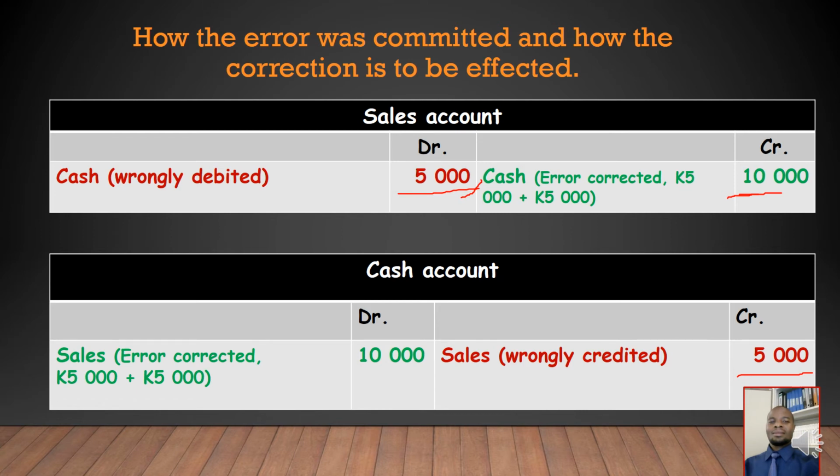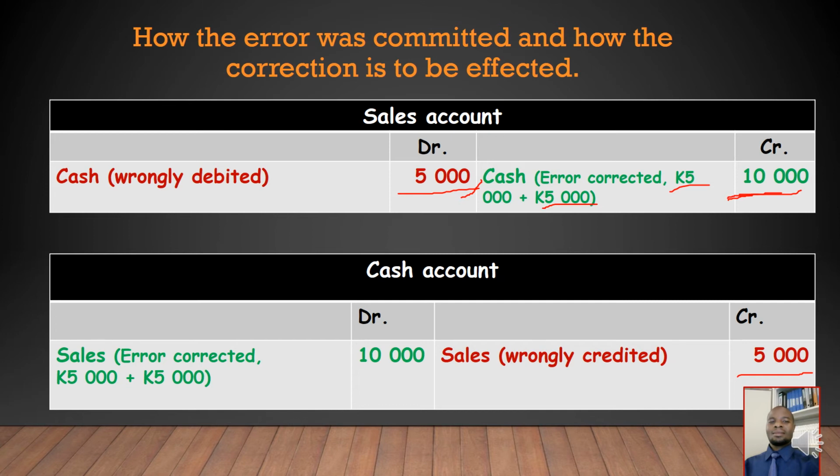So if we are to make just one entry, it means that we are adding the first $5,000 to the second $5,000, which gives us $10,000. So to cancel this error, we are making an opposite entry of $10,000 to cancel the first 5,000 so that we remain with the actual 5,000 that should have been there.